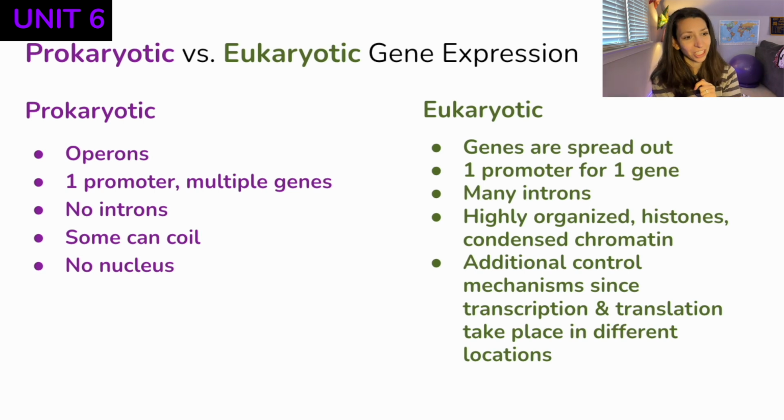In eukaryotic gene expression, we can have these genes that are spread out along long linear chromosomes. We have one promoter for one gene. There are many introns that are removed, and we can have exons that are spliced to create that mature mRNA that's going to be translated into a protein. It's highly organized. We have our chromatin wrapped around histones, and there are additional control mechanisms because transcription and translation are taking place in different locations. Remember, transcription is in the nucleus, translation is in the ribosomes in the cytoplasm.